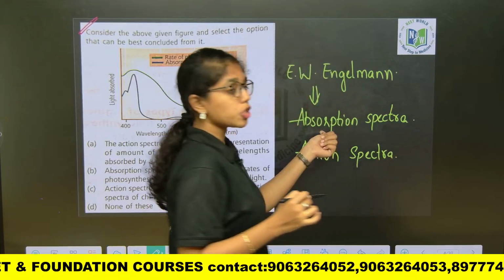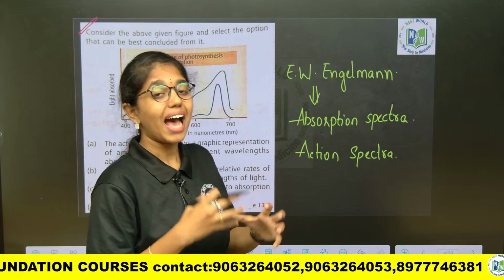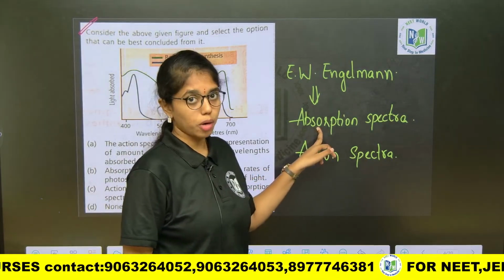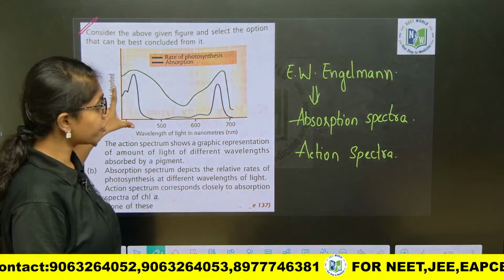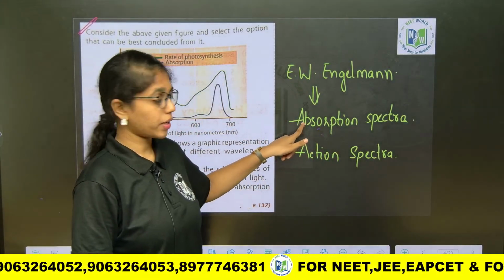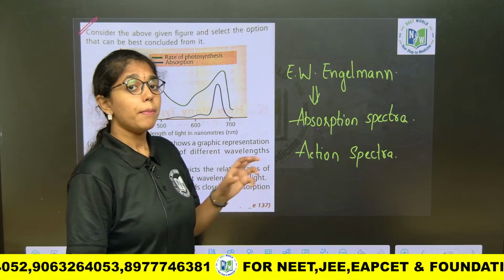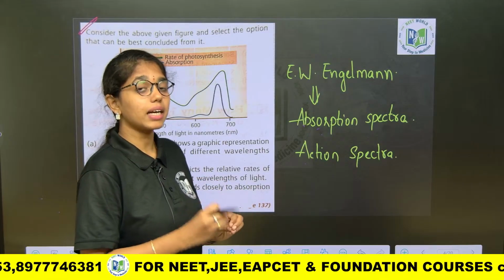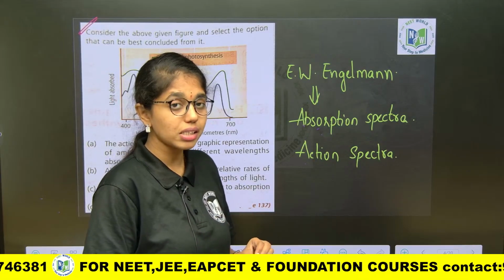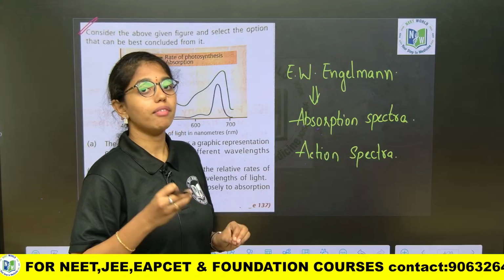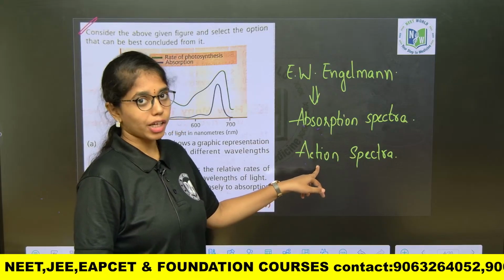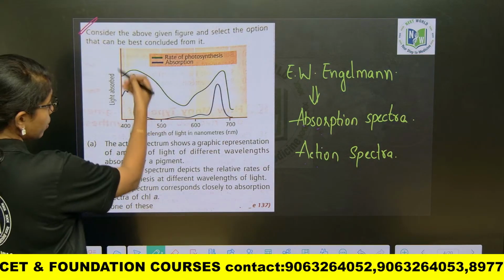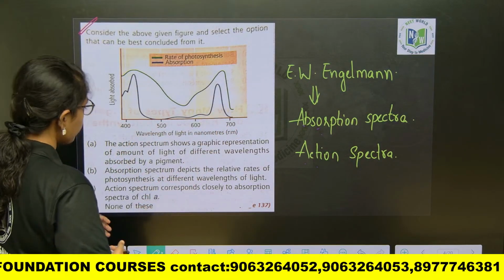What is absorption spectra? Different pigments absorbing sunlight at different wavelengths is called absorption spectra. If that is placed in a graph, that is called absorption spectra. What is action spectra? The wavelength of light absorbed by one pigment that conducts maximum photosynthesis and maximum oxygen evolution. That is action spectra. So here, consider this diagram and what does this actually say?